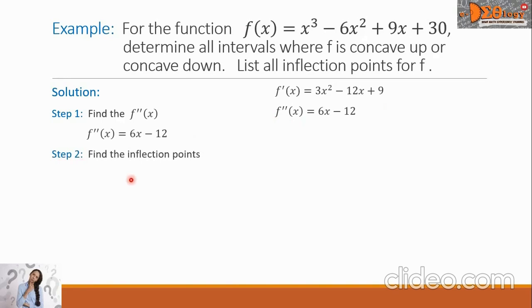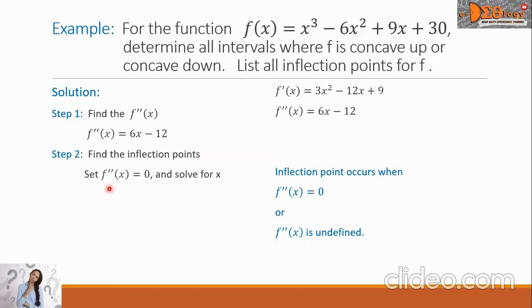Step 2 is to find the inflection points. We say that an inflection point occurs when f double prime of x equals 0 or f double prime of x is undefined. Observing our second derivative here, this is a polynomial function, so it means this is defined in all its domain. Thus, it falls on the first case only. So we set f double prime of x equals 0 and solve for x.